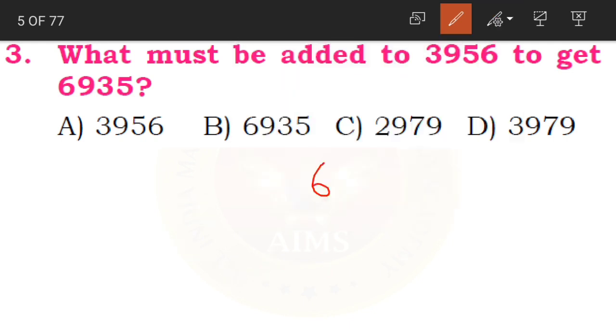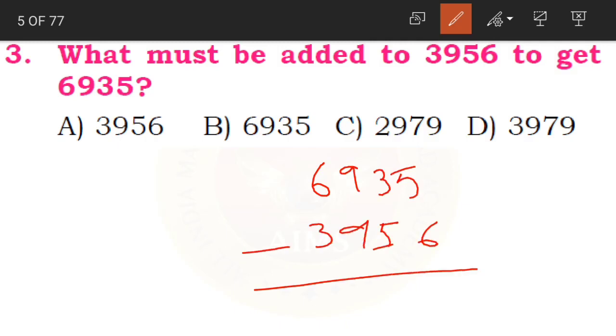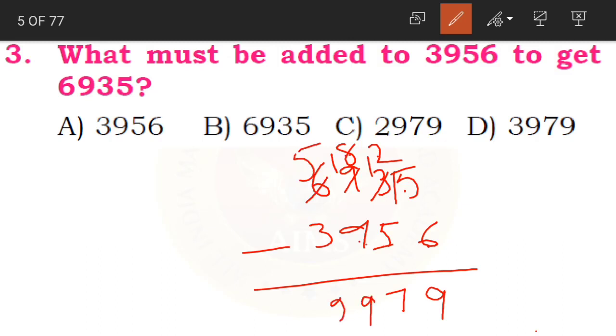Now let us subtract 6935 minus 3956. Now 5 minus 6 is not possible, so we'll borrow. 15 minus 6 is 9. 2 minus 5, again we need to borrow. 12 minus 5, 7. Now 8 minus 9, again we need to borrow. 18 minus 9 is how much? 9. 5 minus 3, 2.